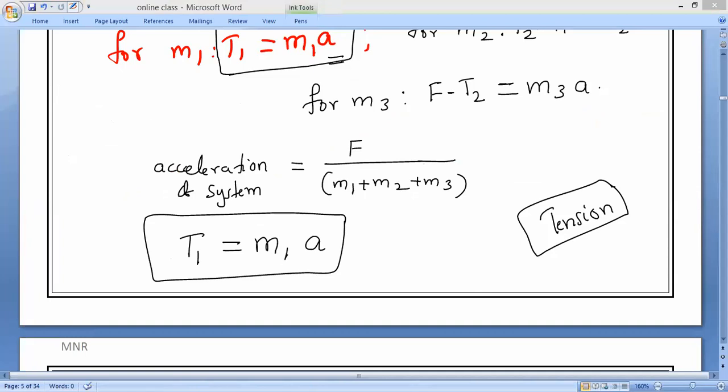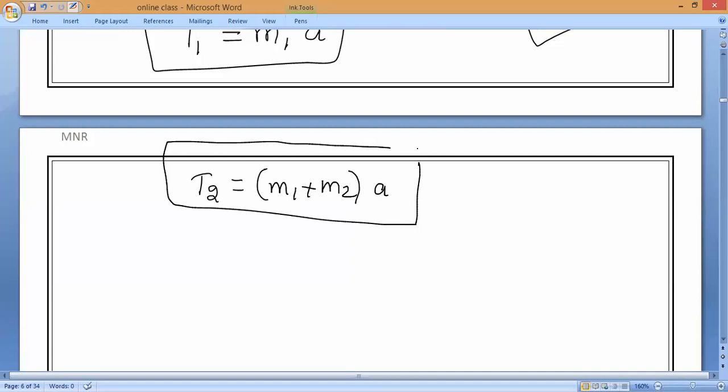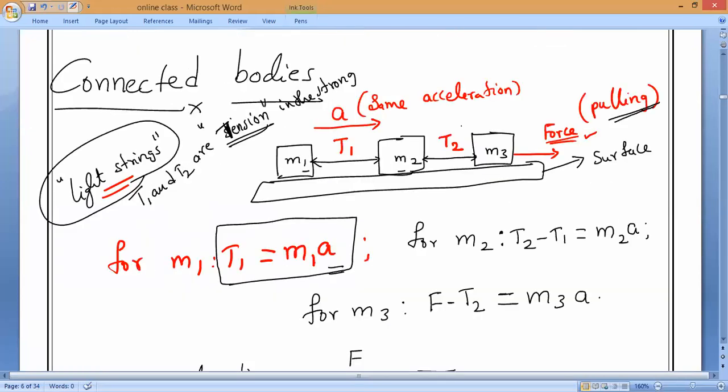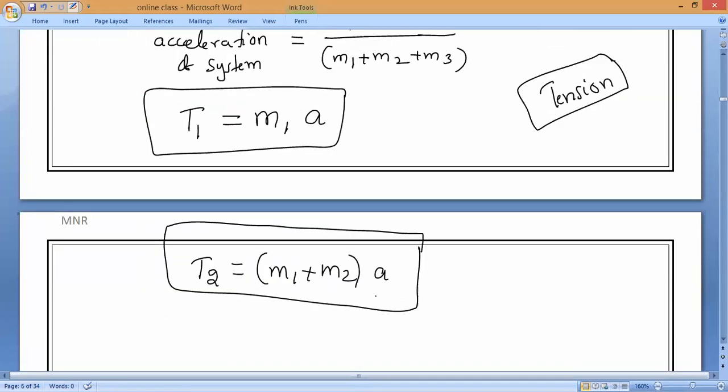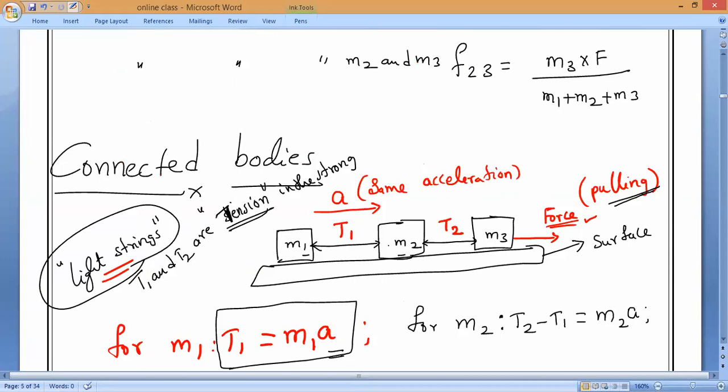So if you want to find the tension acting in string 2, then you have to consider the bodies M1 plus M2 into A. So this is what will give you T2. The tension acting on string 2 is M1 plus M2 into A. Sir, why are we considering M1 here also? Because M1 is attached with what?